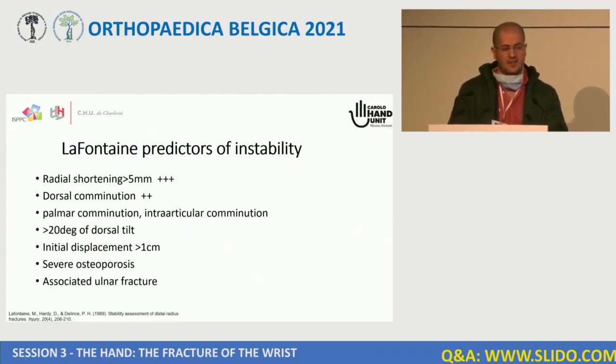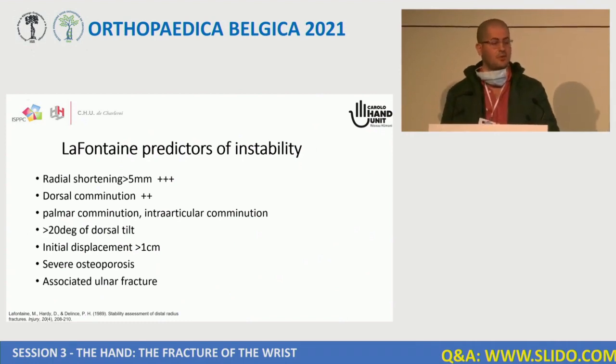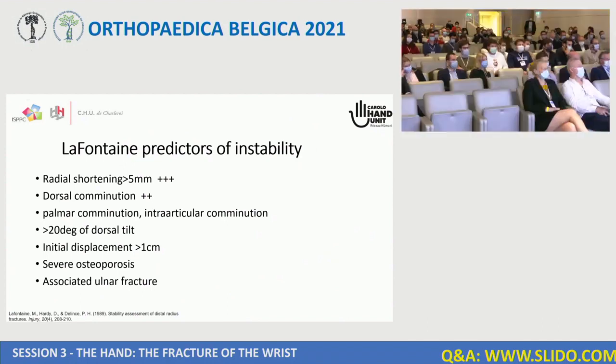If we have these Lafontaine predictors of instability, we have a higher chance of failure of our conservative treatment. The most important factor that predicts an instability is the radial shortening, followed by the dorsal comminution. So the dorsal comminution is more important than the palmar comminution or the intra-articular comminution. The other factors are more than 20 degrees of dorsal tilt, an initial displacement of more than 1 centimeter, severe osteoporosis, or an associated ulnar fracture. All these factors are predictors of instability.